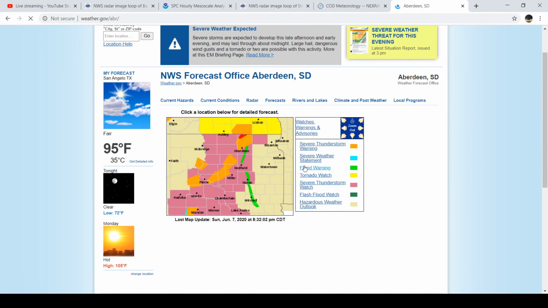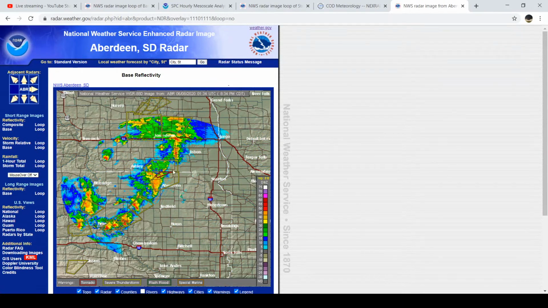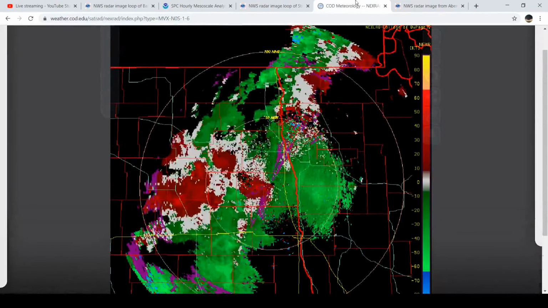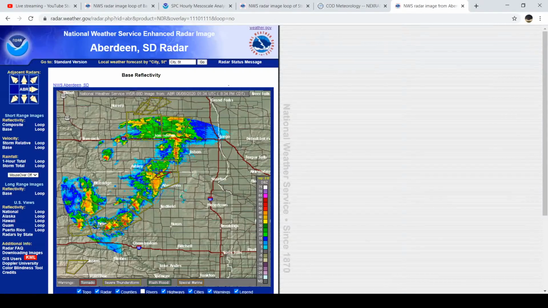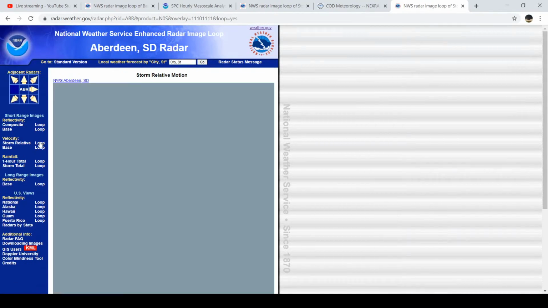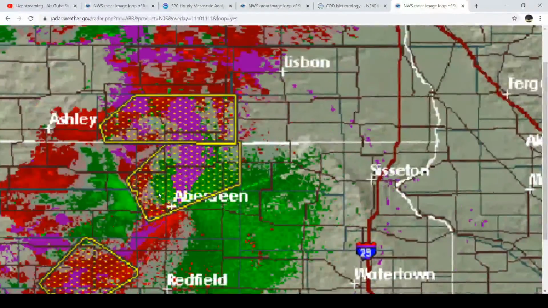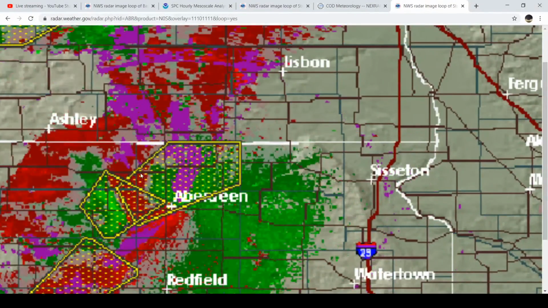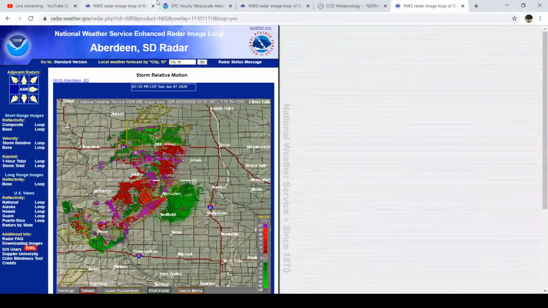Another tornado warning. There's another tornado warning. It's for this system right here. So it's on the edge of South Dakota. So let's see if we can do this. Let's go velocity. Oh yeah, you can see the couplet right there. Awesome.